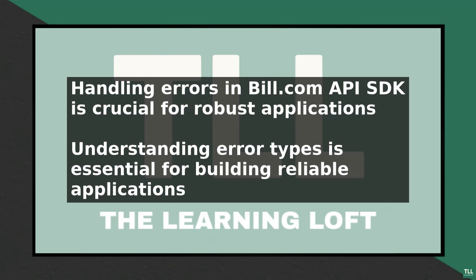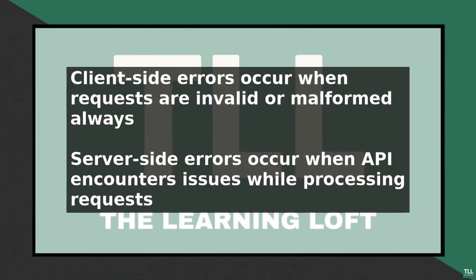These errors can be categorized into two main types: client-side errors and server-side errors. Client-side errors occur when the request sent to the API is invalid or malformed, while server-side errors occur when the API encounters an issue while processing the request.